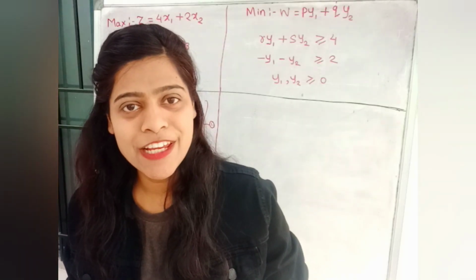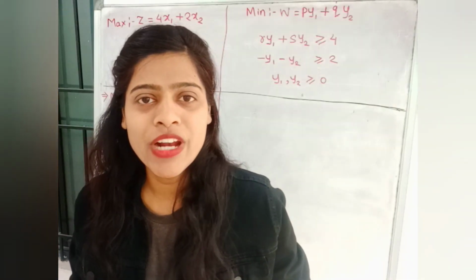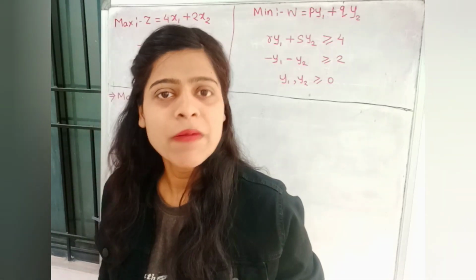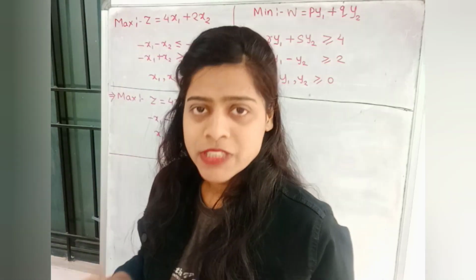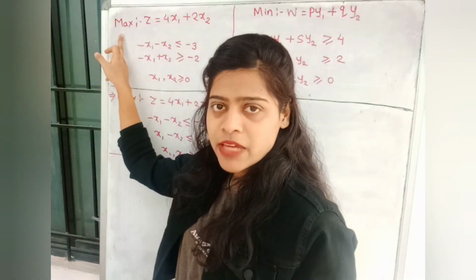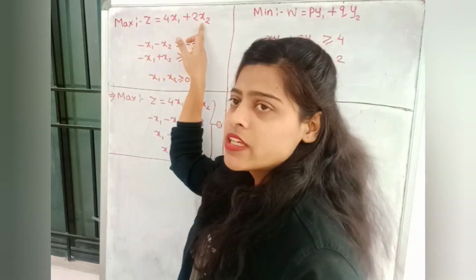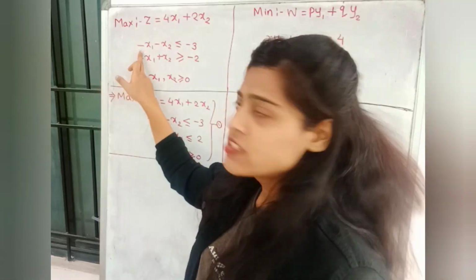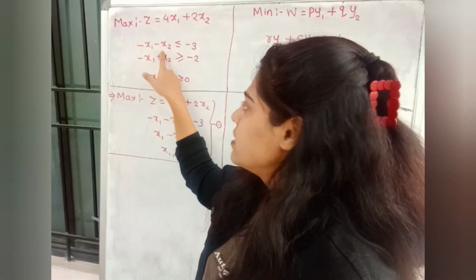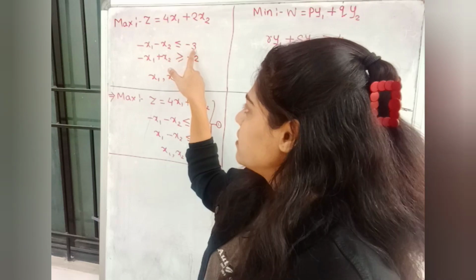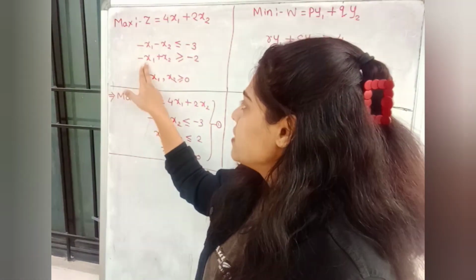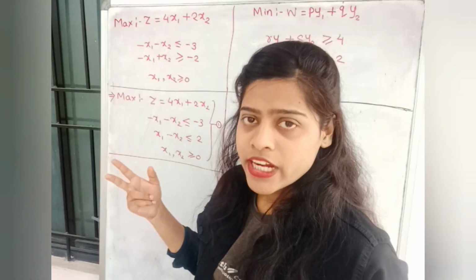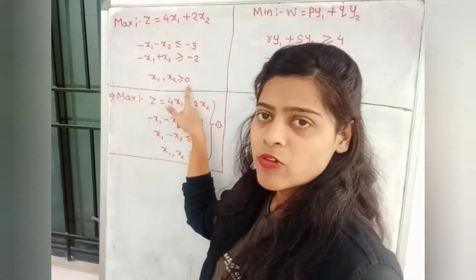This question is basically from the LPP topic, that is linear programming problem. Before we start the solution, firstly we have to consider the given primal problem. Here we have an objective function of maximization type, that is z = 4x1 + 2x2, subject to the constraints. First constraint is -x1 - x2 ≤ -3 and second constraint is -x1 + x2 ≥ -2, and we have the non-negative condition x1, x2 ≥ 0.